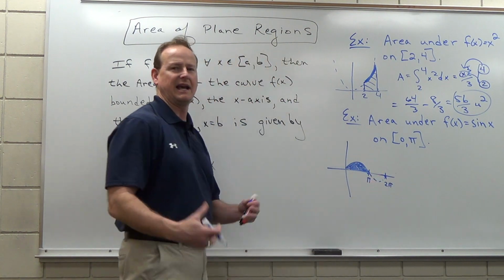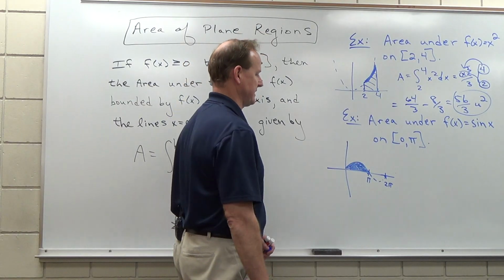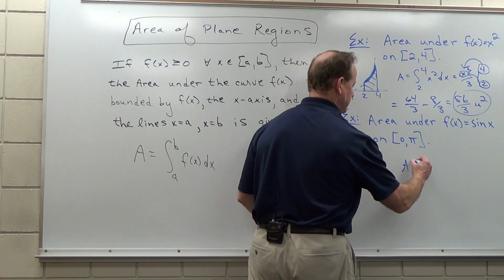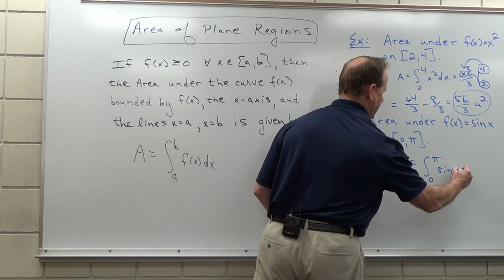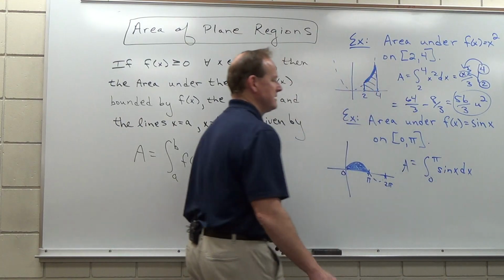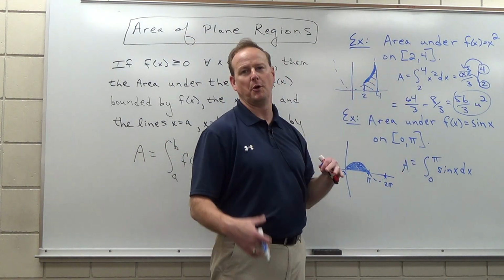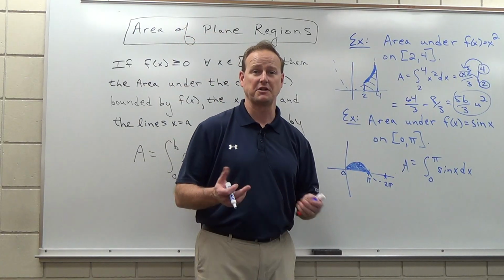I'm going to come back to that, and we're going to talk about area underneath the x-axis. But in this case, going from 0 to pi here, this area is simply going to be the definite integral from 0 to pi of the sine of x with respect to x. So we know, by the way, anytime you have a polynomial function, it's continuous on all real numbers, so it's going to be integrable, right?